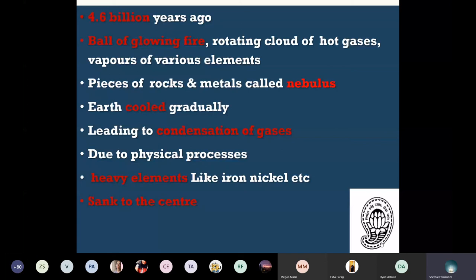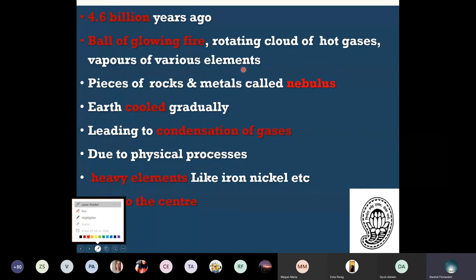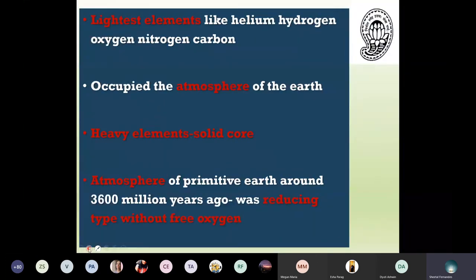How was the atmosphere? The atmosphere was devoid of free oxygen. It was of reducing type. It had methane, ammonia freely available, and all the other gases, being lighter in nature, started moving towards the periphery on the outer side, forming the atmosphere of the Earth. And iron, nickel, and other heavy elements sank to the center of the Earth, forming the core of the Earth. This is the first point for the chemical theory of evolution, which is how the Earth was formed. Is that clear, girls? Let's move to the next one.